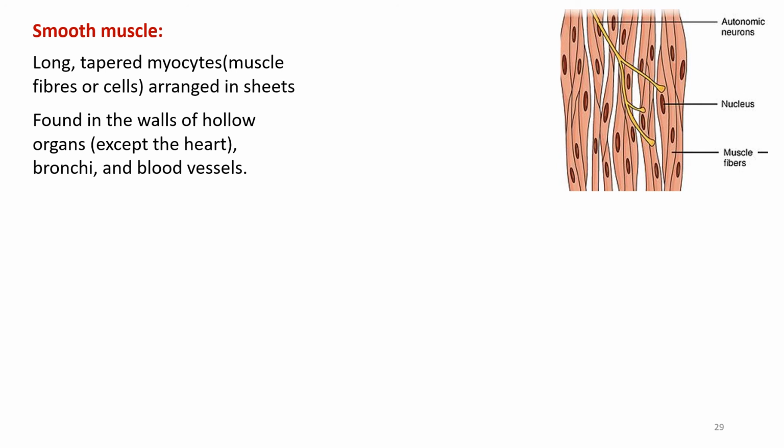So a little bit about smooth muscle. As I said, we've got these arranged in sheets. So they're long, tapered myocytes, arranged in sheets with little gap junctions between them. Smooth muscle is found in the walls of hollow organs, except the heart, of course. That's our cardiac muscle. It's also found in the bronchi and around blood vessels, forming the tunica media of blood vessels.